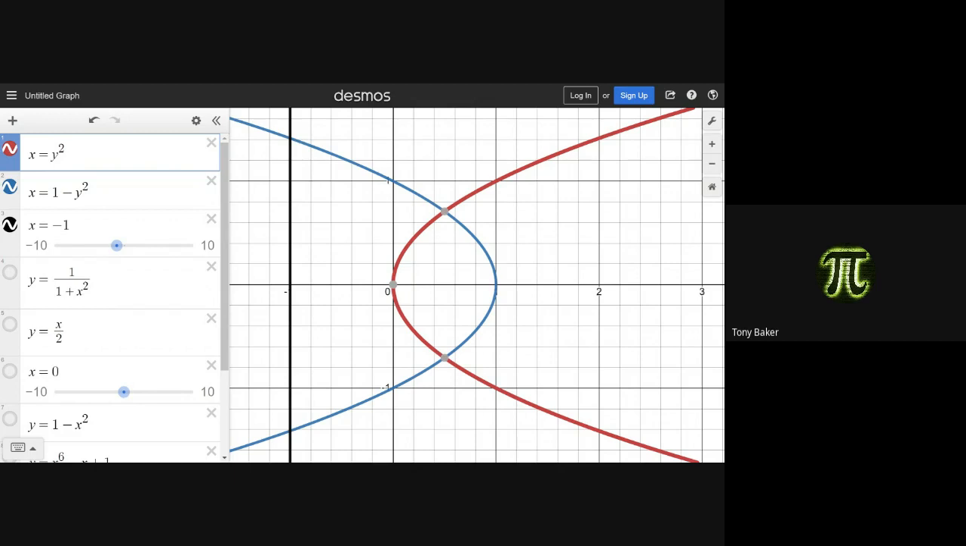Because it's in terms of y, I'm rotating around the y-axis, or in this case x equals negative 1, which is a shifted y-axis. We can use the disk method. If it was in terms of y equals, then I would have had to do the cylinder method.